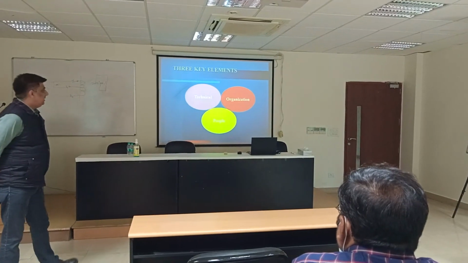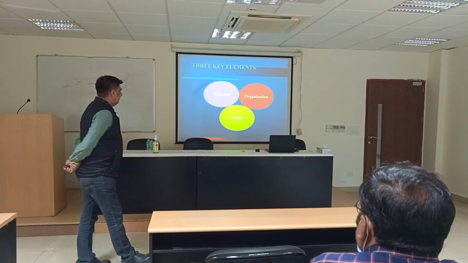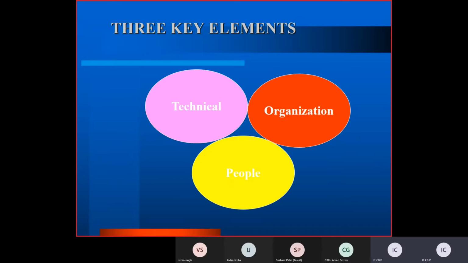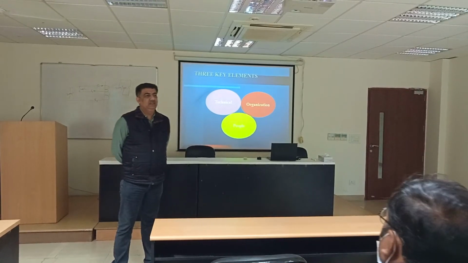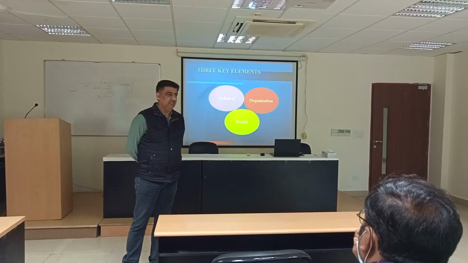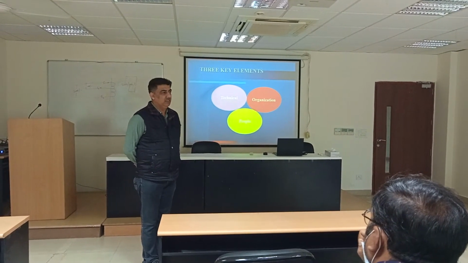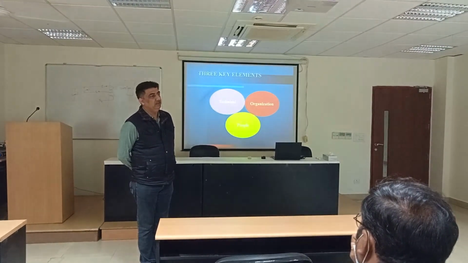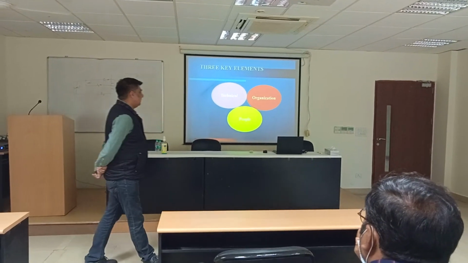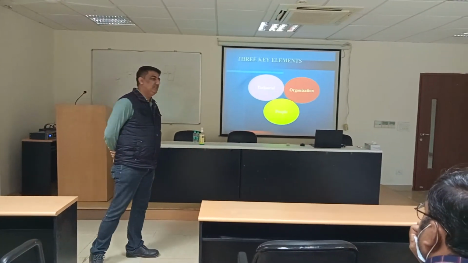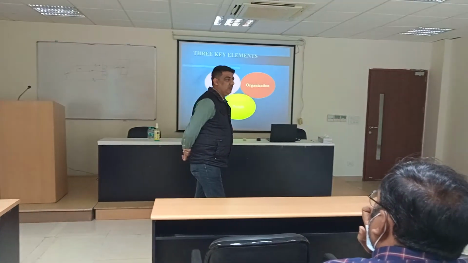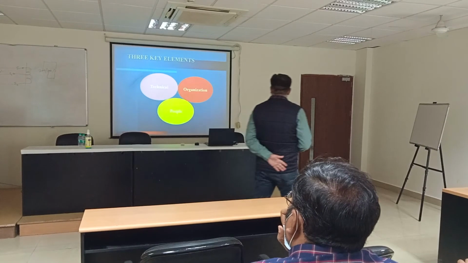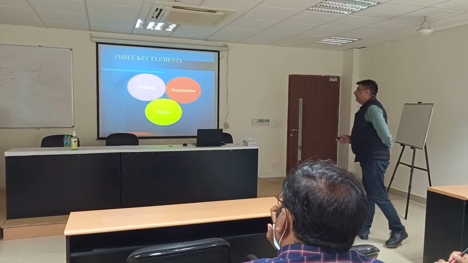Now there are three key elements which can improve energy efficiency: the technical, the people, and the organization. These three key elements are interrelated, and without them none can achieve the goal of energy efficiency. If people are not supportive, you are not able to achieve the goal. If people are not technically competent, then again the purpose of energy efficiency is forfeited. Similarly, if the organization is not supportive, or the top management is not supportive, then again the purpose of getting energy efficiency programs implemented is forfeited.